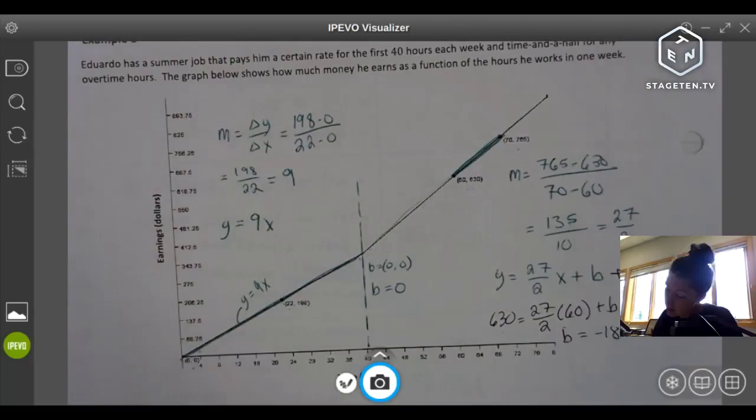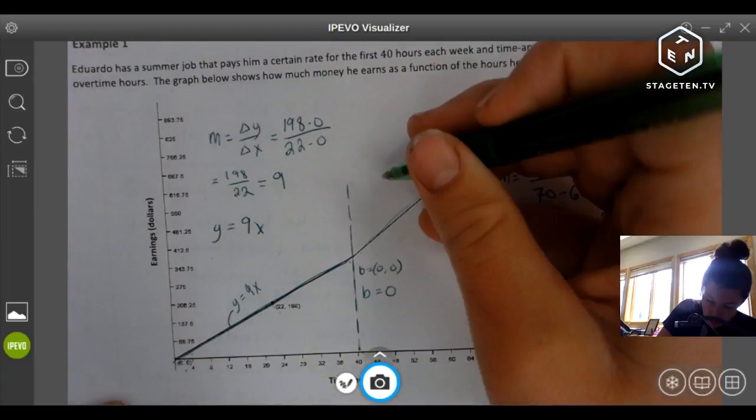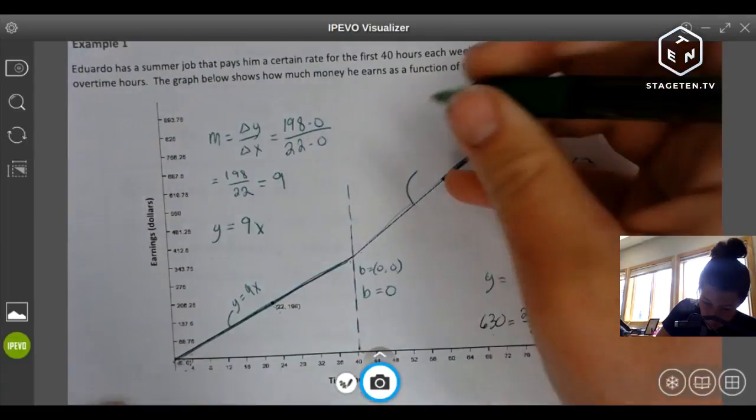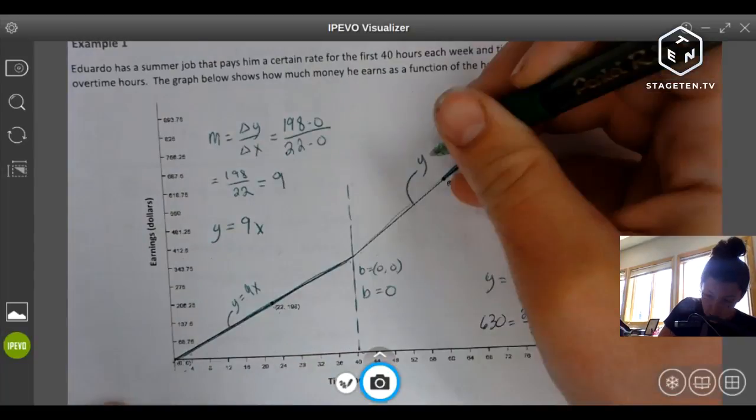All right, so what is the equation for the second piece? Oh, we figured that out. So this was actually part B, sorry. So that was part B, this was part A. And I'll write that y equals 27 over 2x minus 180.